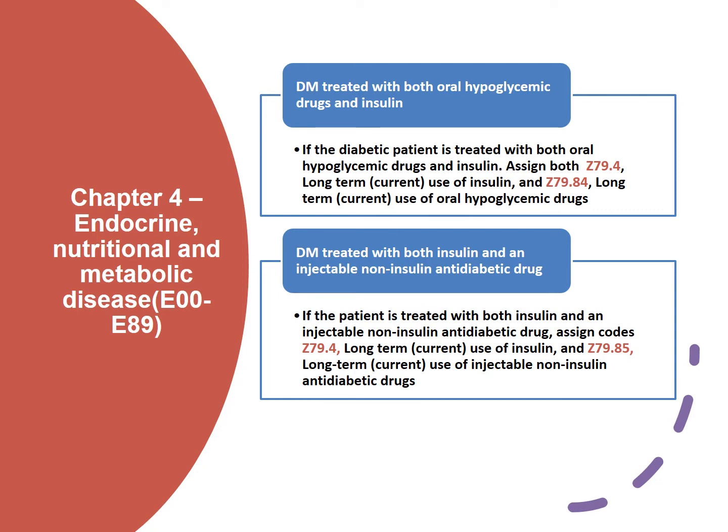Let us see the conventions. If the patient is treated with both oral hypoglycemic drugs and insulin, assign both G79.4, long-term use of insulin, and G79.84, long-term use of oral hypoglycemic drugs. The next convention is if the patient is treated with both insulin and an injectable non-insulin antidiabetic drug, assign codes G79.4 for long-term use of insulin and G79.85 for long-term use of injectable non-insulin antidiabetic drugs. This is the new code.